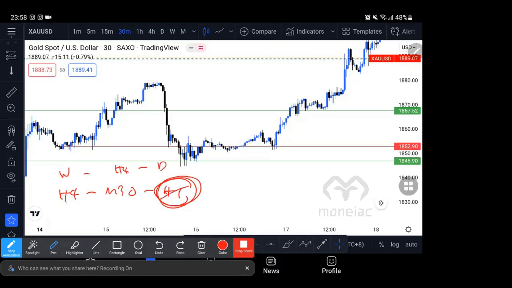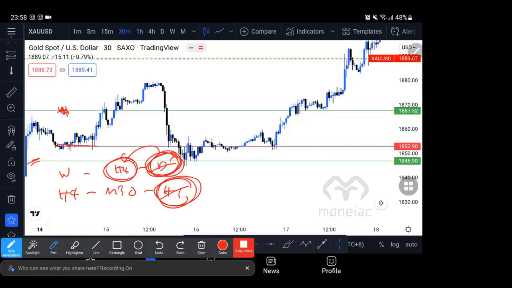So after this one breaks, wait for this one to break. This is for the buying side. But how do I get my entry? It's like this. Already have this daily break. Daily break, my entry at H4. So we have a level like this.